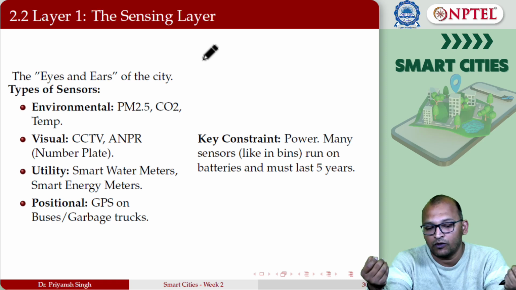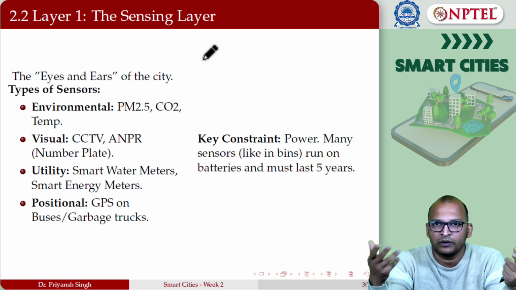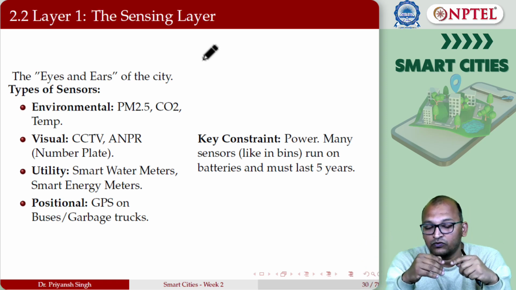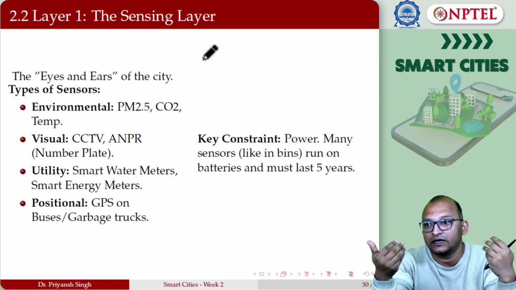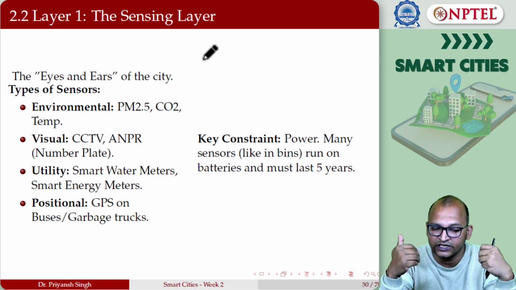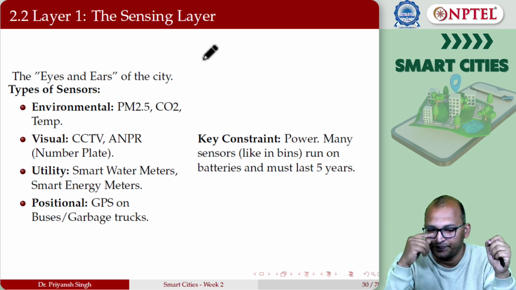These could be in the form of CCTV cameras, automatic number plate reader cameras, or others. Then there are utility sensors. Some examples are smart water meters, which can collect what amount of water load is there at a particular time, and smart energy meters, which can collect in real time what the electrical load is. Then you may have positional sensors like GPS on buses, trucks, etc.